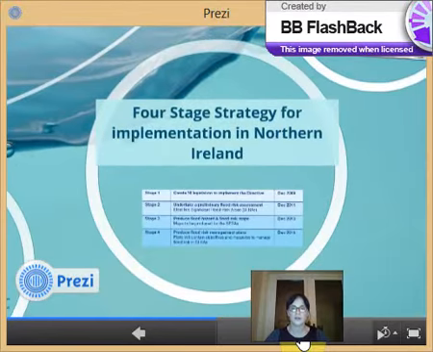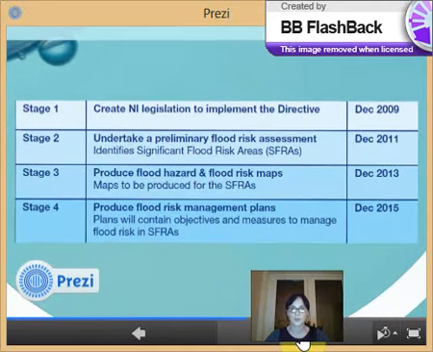In Northern Ireland, relevant stakeholders have introduced a four-stage plan for implementation of the policy directive. As already mentioned, the directive required Member States first to carry out a preliminary assessment by 2011 to identify the river basins and associated coastal areas at risk of flooding. For such zones, they would then need to draw up flood risk maps by 2013 and establish flood risk management plans focused on prevention, protection and preparedness by 2015.